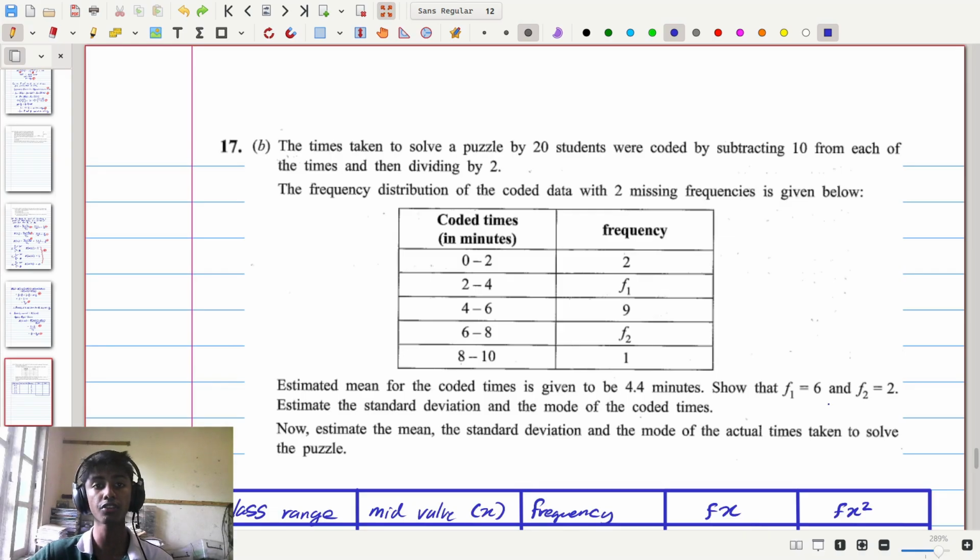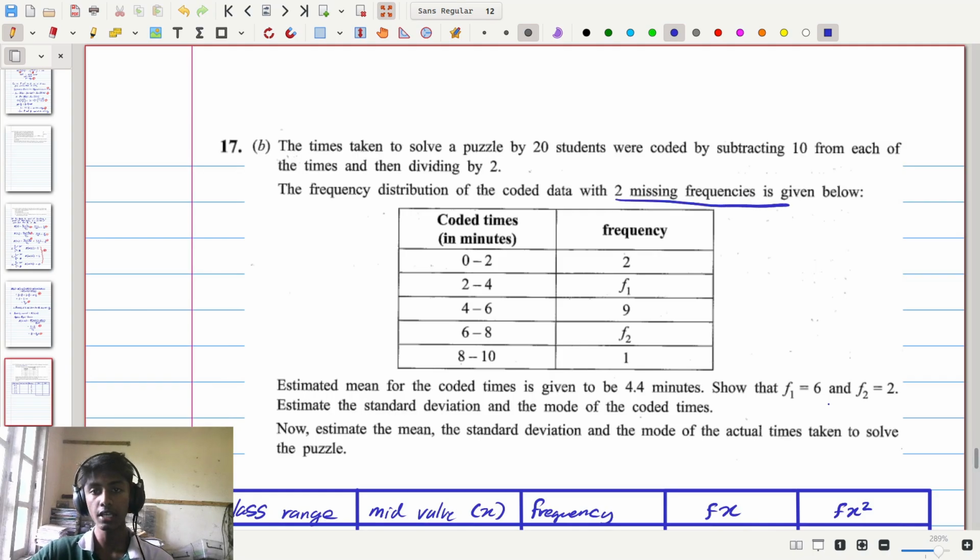The question says, the times taken to solve a puzzle by 20 students were coded by subtracting 10 from each of the times and then dividing the whole thing by 2. The question then says, the frequency distribution of the coded data with two missing frequencies is given below.